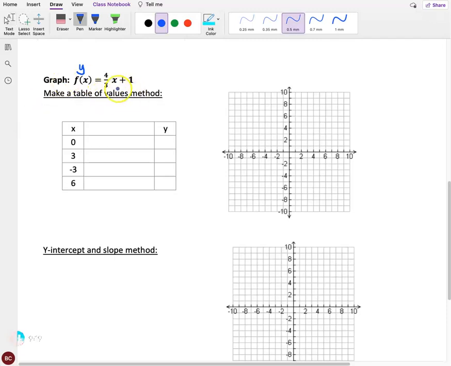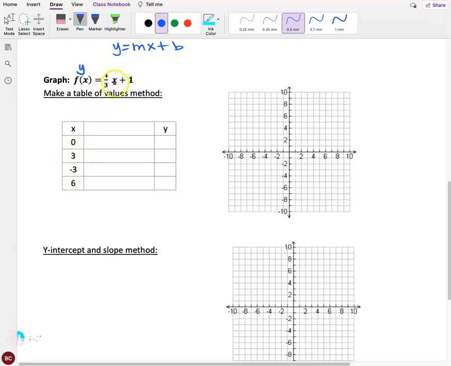And then there's 2 different methods that we could use if it's already written in this slope-intercept form, that y equals mx plus b form. All right, we could make a table of values. So you pick your x's. Now, the x's that I have written down here are specific. So 0 is always a good x to pick. All right, but notice that I'm choosing 3 and -3. And that's because my denominator is a 3. I want to have my x as multiples of 3.